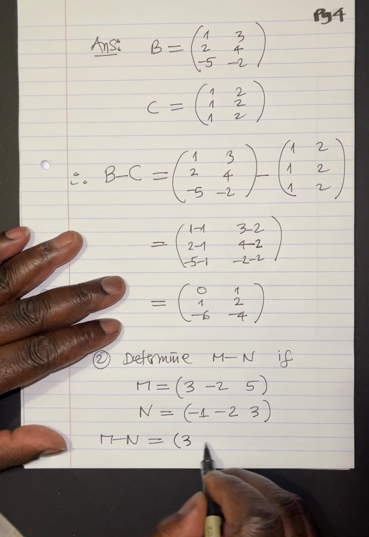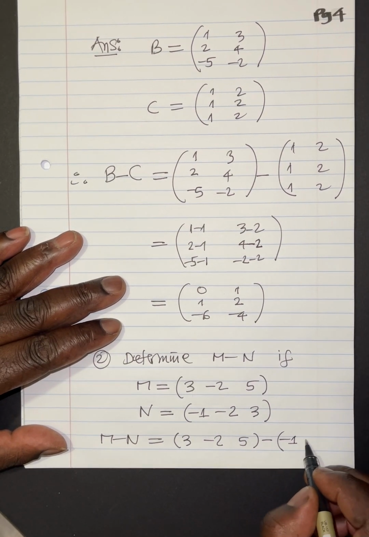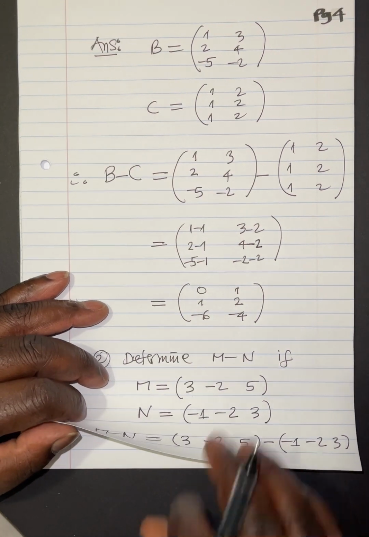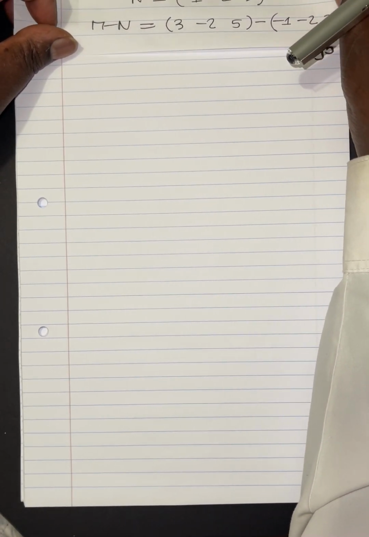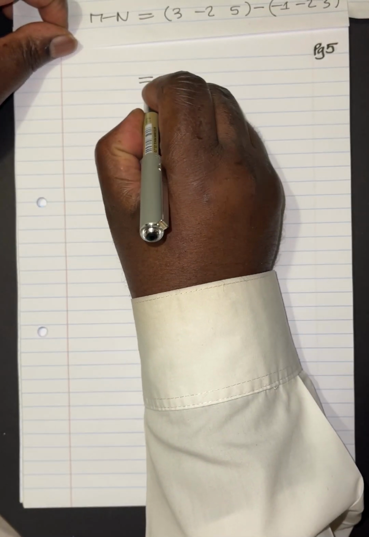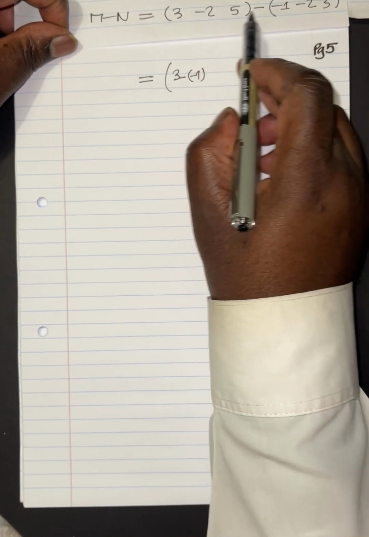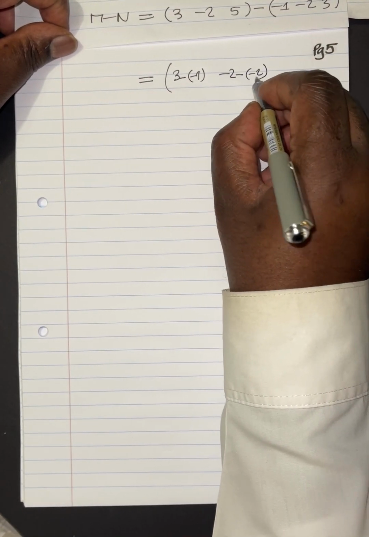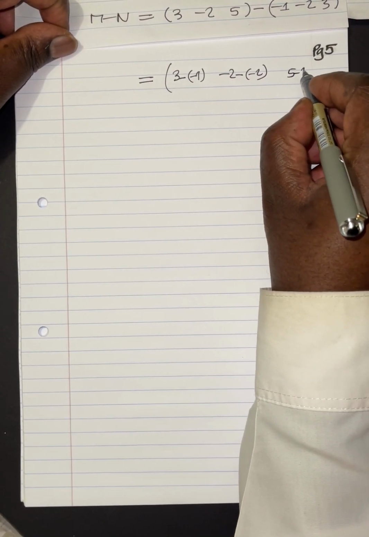So it's going to be 3, minus 2, 5, and then we're saying minus, minus 1, minus 2, 3. If I go to page number 5, this will give us the following information. Let me move this one down. So this one is going to give us our solution that looks like this. Here, 3 minus minus 1. And then in the second position, it's going to be minus 2 minus minus 2. And then finally, it will be 5 minus 3.